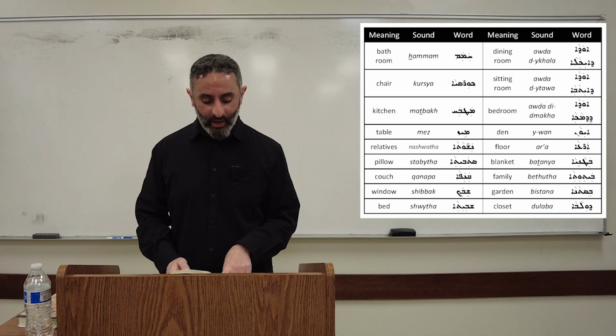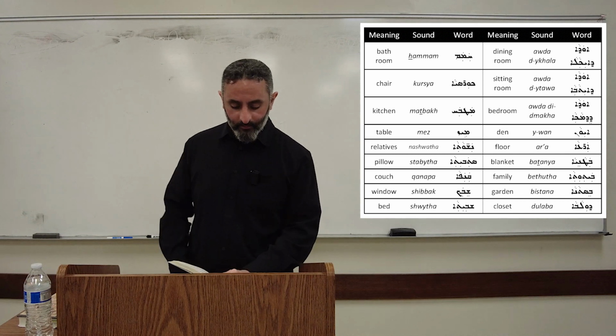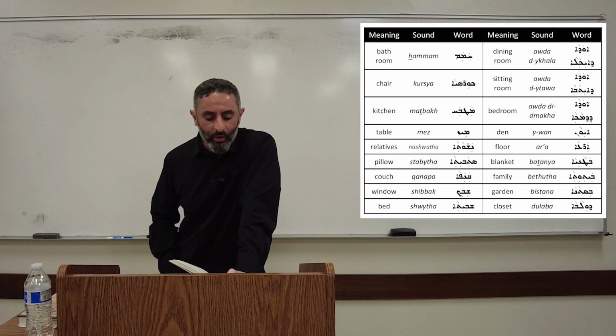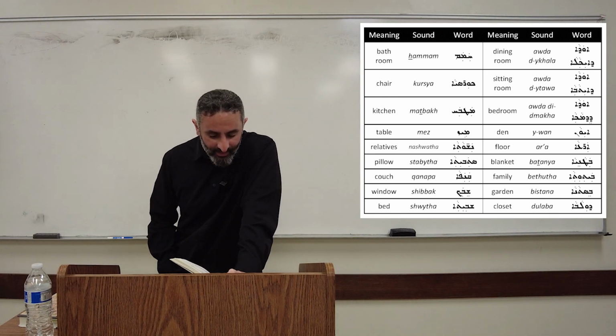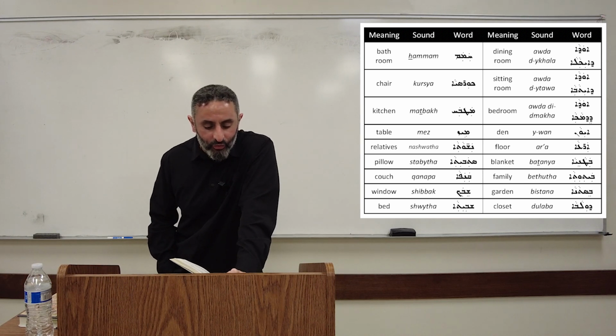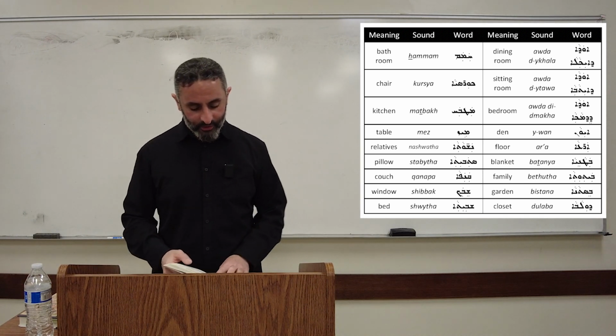Everyone say battaniya. Blanket. Be'thutha. Family. So the word be'tha is house. Be'thutha means housiness or family. Everyone say bistana. Garden. There's other words for a garden, but that's a good one. Everyone say dulaba. Closet. Is haram blanket or no? You'll hear that. I think that's an Arabic word, but yeah.